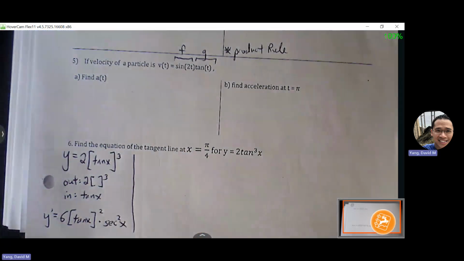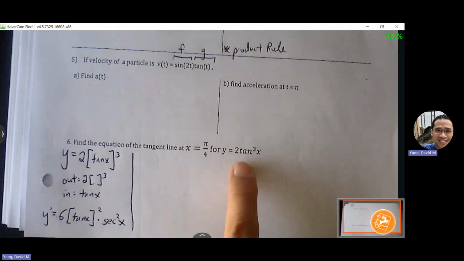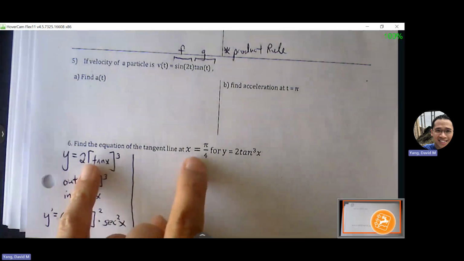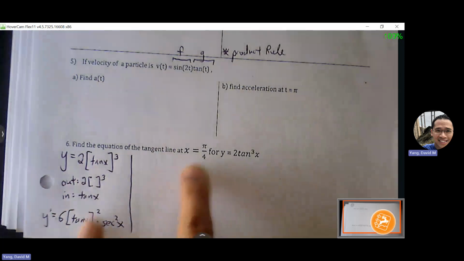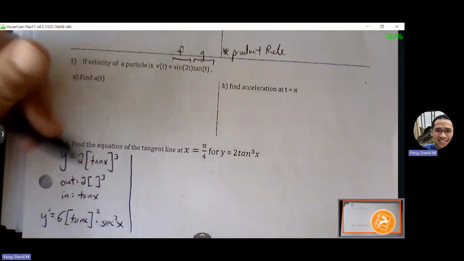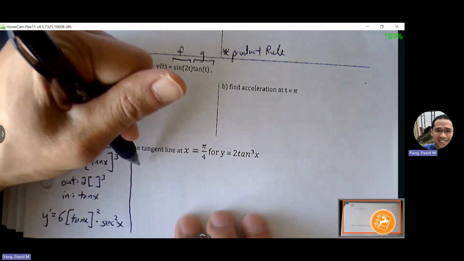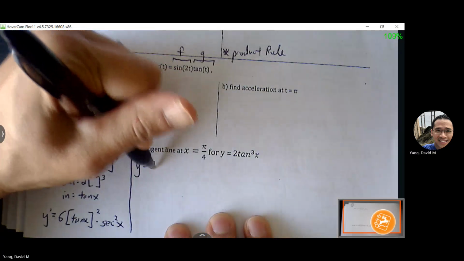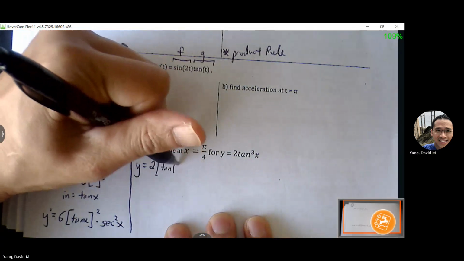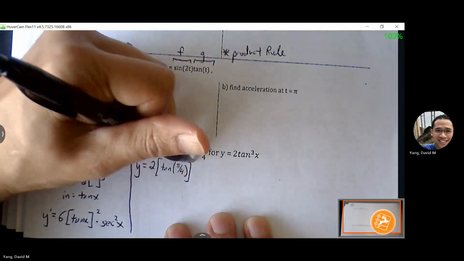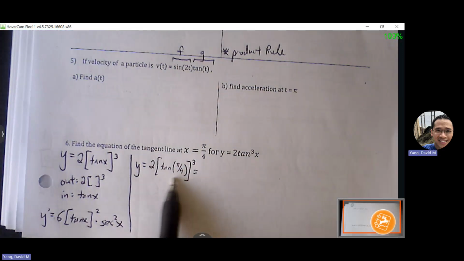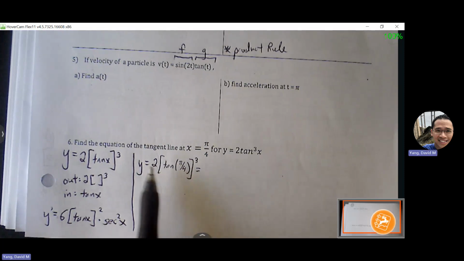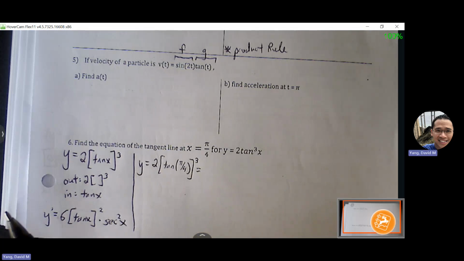Okay, so to find a tangent line equation, we have to find the ordered pair and slope. So I'm going to insert pi over 4 into tangent x to get the ordered pair, and I'll plug pi over 4 into the derivative to get the slope. Once I have my ordered pair and my slope, I can do my tangent line equation. Let me find my ordered pair first, since this doesn't give me my y value. So 2. Okay, so let's think back on unit circle values. What's tangent of pi over 4? 1. 1 cubed is 1. 1 times 2 is 2. So there's my ordered pair.